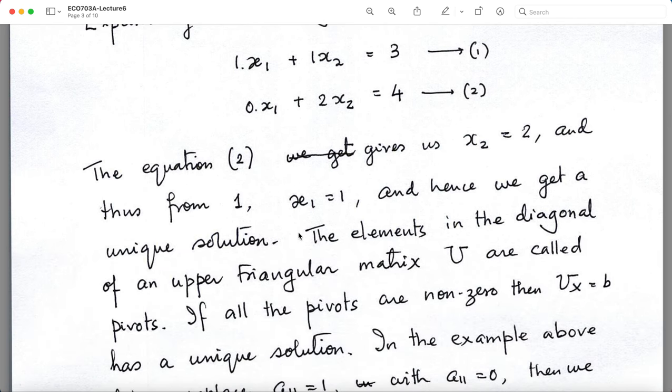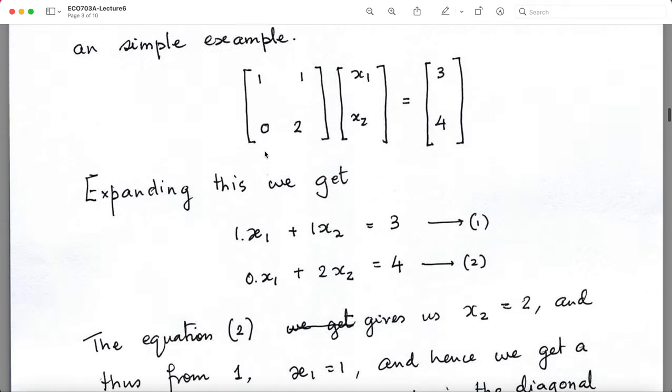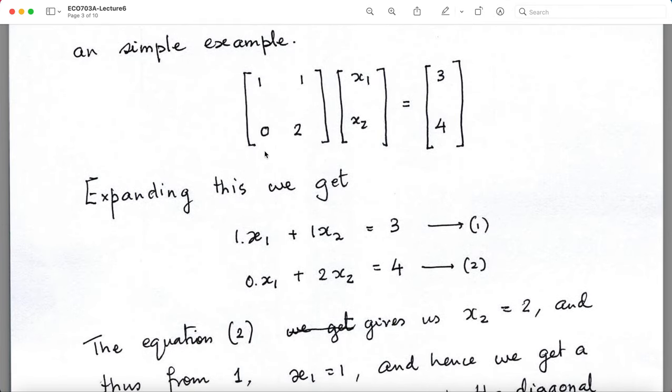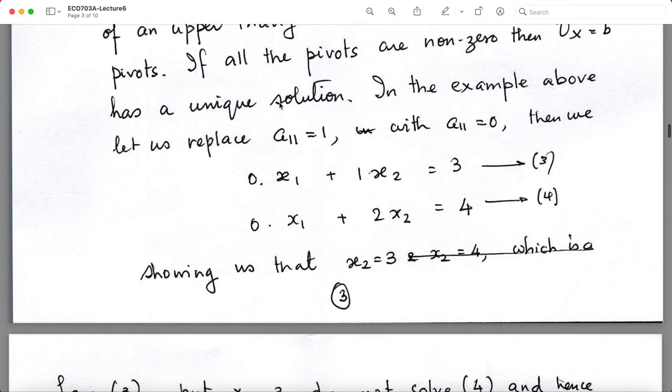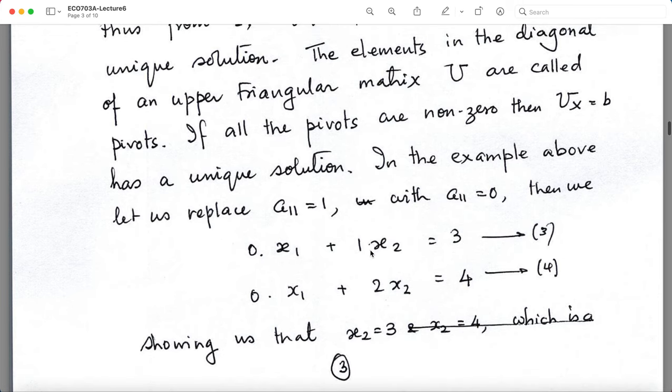As we will soon show, if one of the pivots is 0, then the linear independence of the column vectors will break and the matrix would not be full rank, and hence we will run into trouble. So now let us see how we can get into trouble. In the same matrix U, let us put U11 to be 0. So replace the 1 that you see here with 0. Then these two equations will become 0 of x1 plus 1 of x2 equal to 3, and 0 of x1 plus 2 of x2 equal to 4.